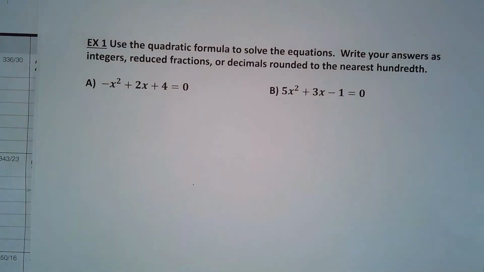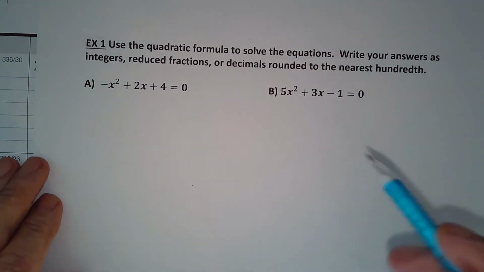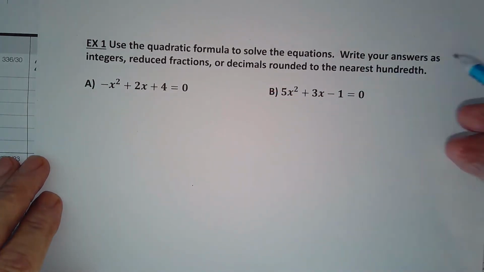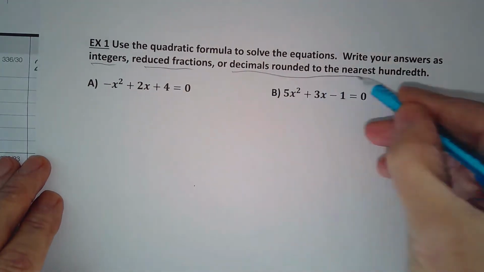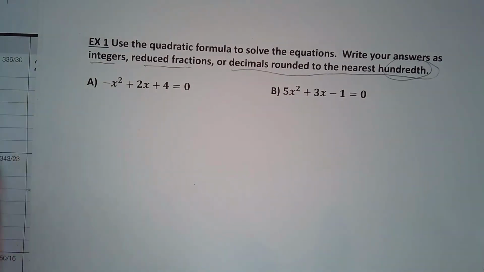All right. So we're going to finally look at our examples here. And I've got 2 problems here and 2 problems there. So we're going to use the quadratic formula to solve the questions. We're going to write as integers, reduced fractions, or decimals rounded to the nearest hundredth. So remember that you're doing that, okay?